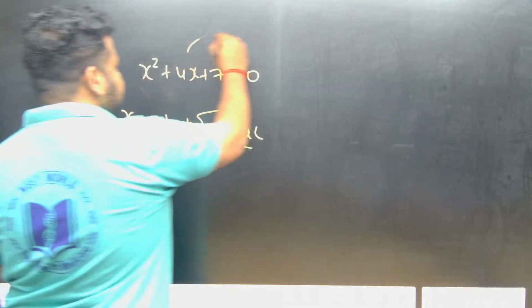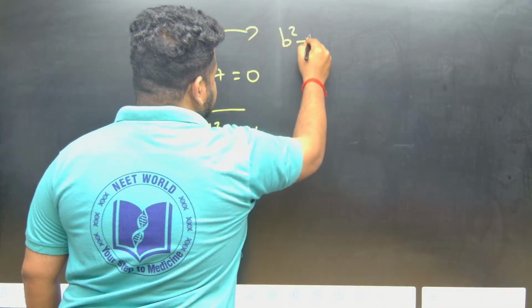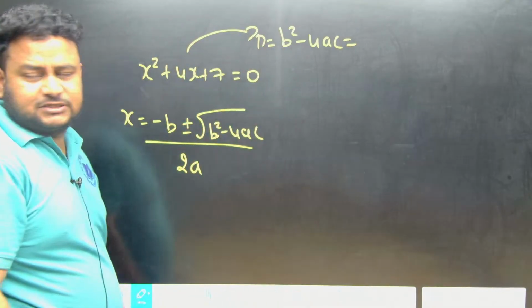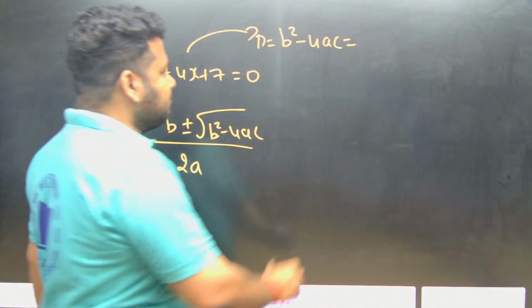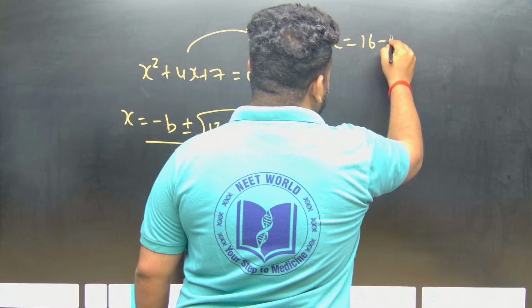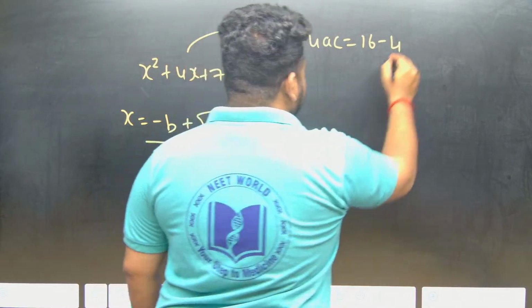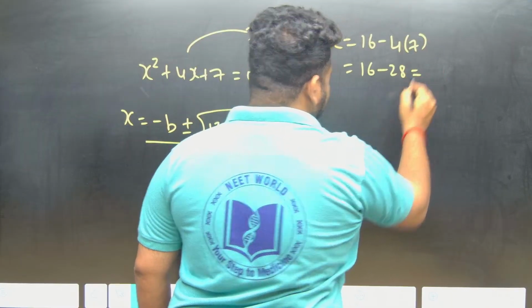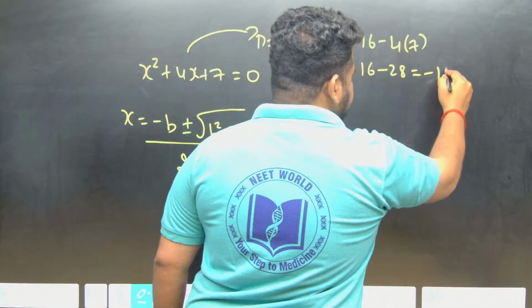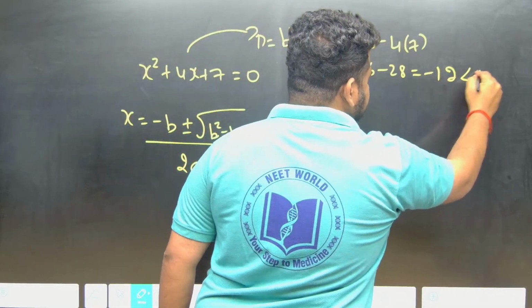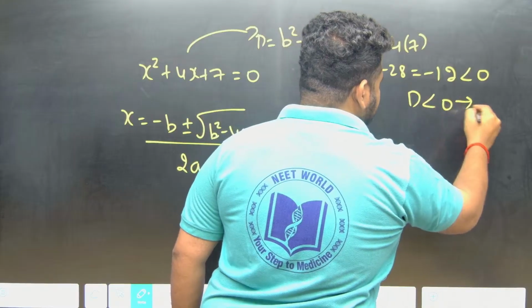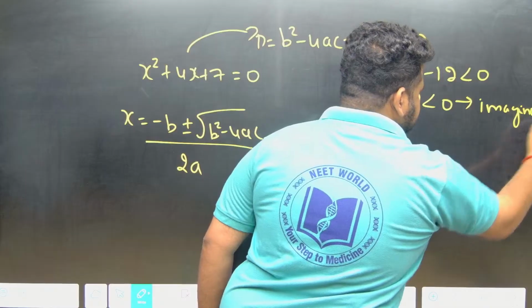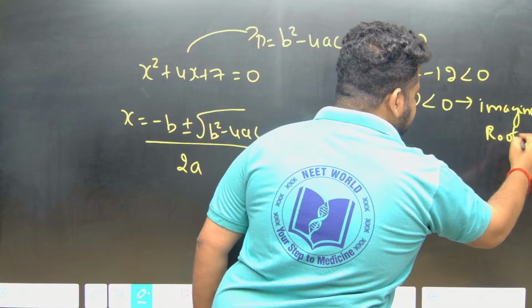Before going to this, let us find the discriminant, b square minus 4ac. Here b is 4, so b square is 16. 16 minus 4 into 1 into 7, which is 4 into 7, gives 16 minus 28, which is equal to minus 12. Clearly the discriminant is less than 0, so it has no real roots, or we say it has imaginary roots.